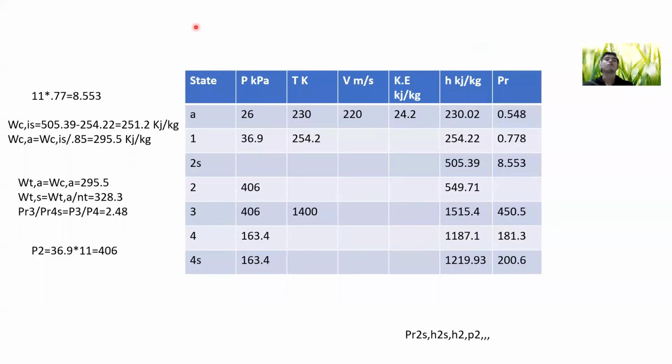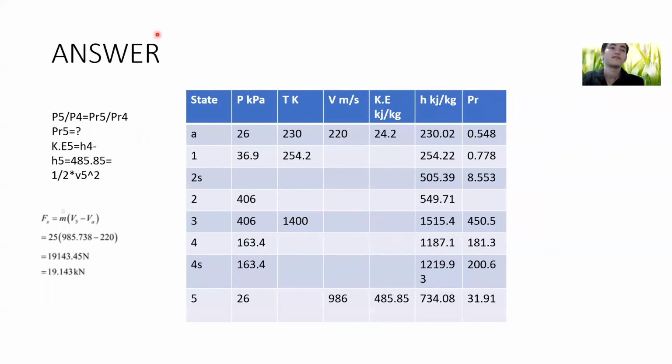And now for the end part, after the combustion chamber, notice that we know how to get the P, how to get the enthalpy, and how to get the Pr. So what we want to do now is get the Pr5 as the last piece, and to get that, we're just going to put it in the formula: P5, we have that, divided by P4 equals Pr5, we don't have that, over Pr4. So after the calculation, it's going to be 31.9 and 0.91 as shown here.